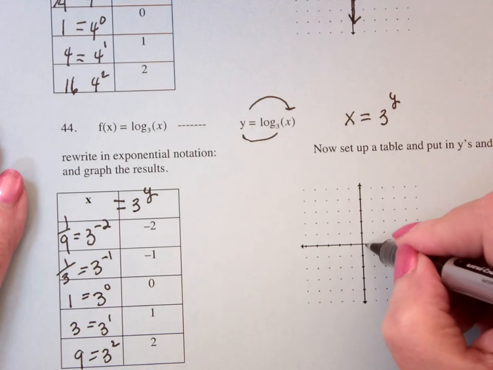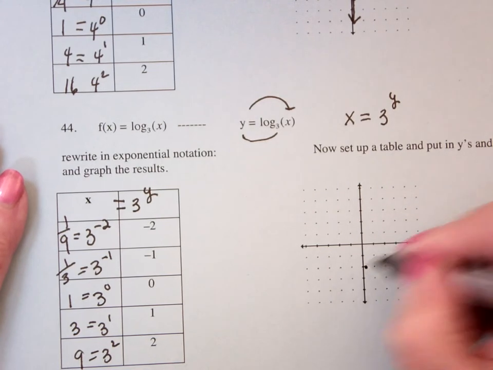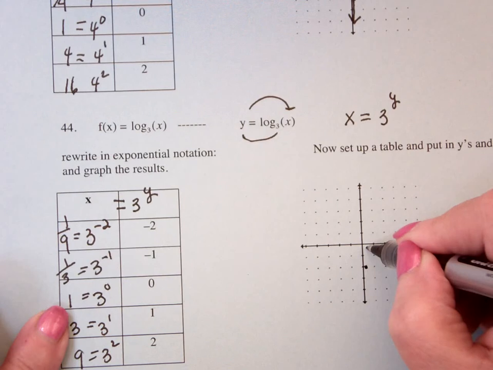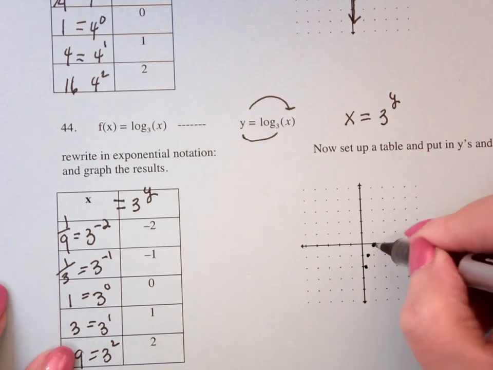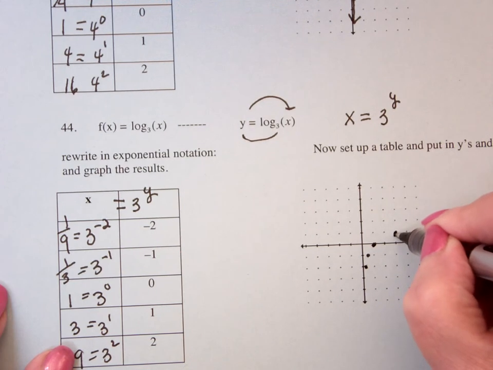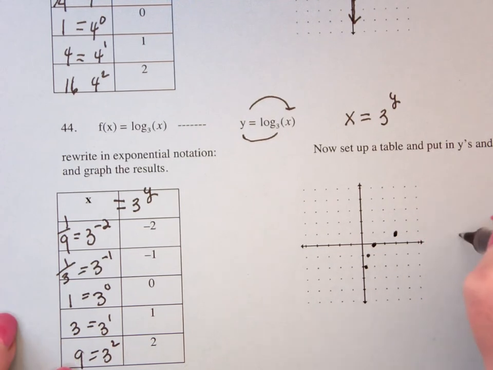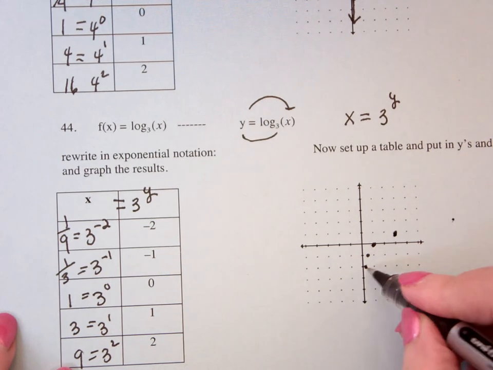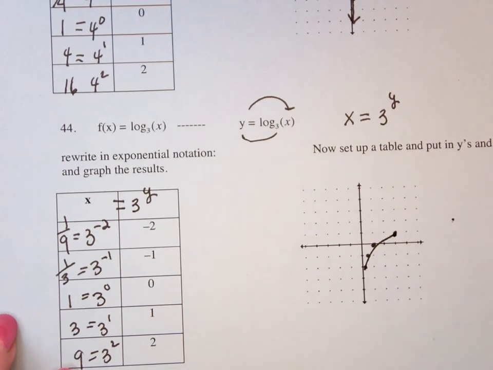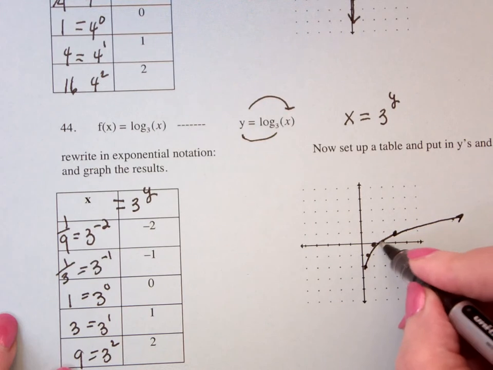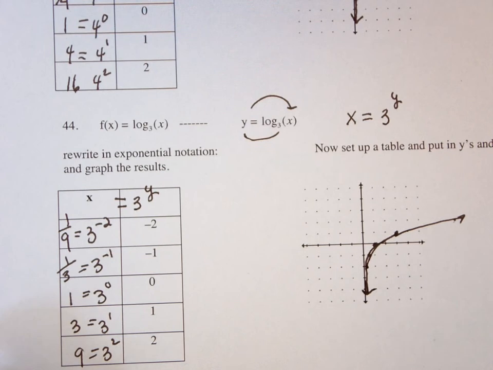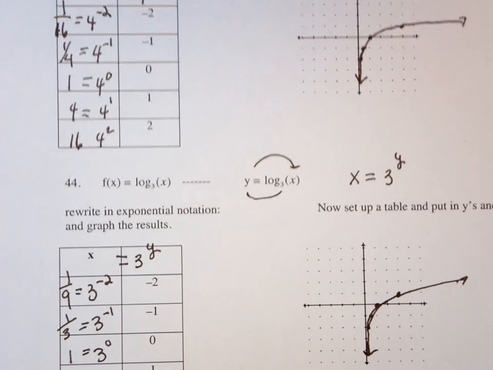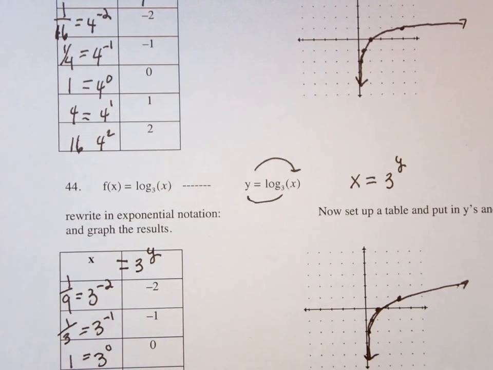So here we go. 1/9, negative 2. 1/3, negative 1. 1, 0. 3, 1, and then I go all the way out to 9 before I hit 2, so it's out here somewhere. So there's your bend. Then it goes out, and then it rides down along the y-axis. Okay. Notice these two guys look very similar.